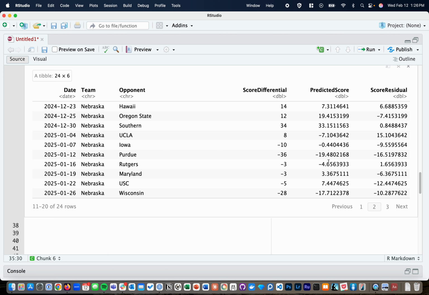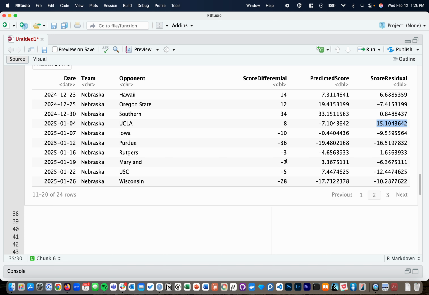So you get the idea. Nebraska's had a really up and down season. We've had a couple of games where, here, UCLA, we beat them. We should have lost. We beat them by 8. We should have lost by 7. We overperformed our metrics by 15. At least our shooting metrics in here. That's pretty great. That was a fun game right there.